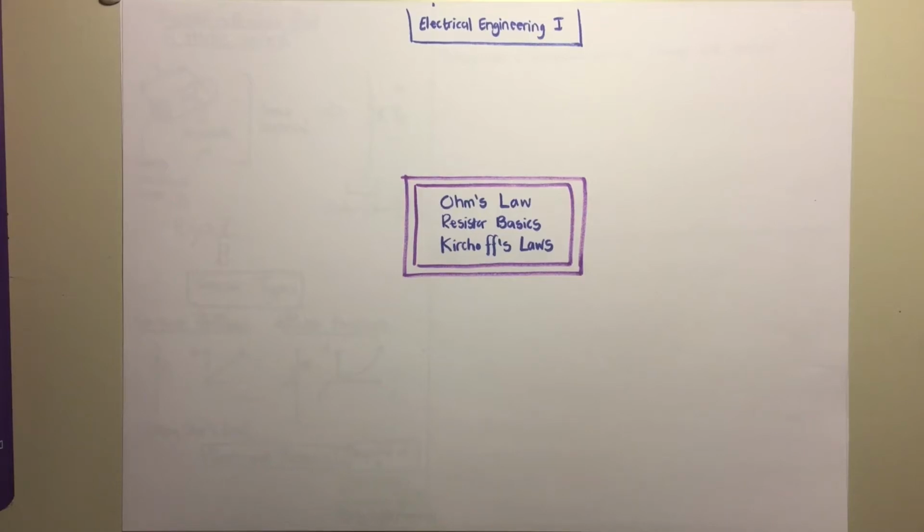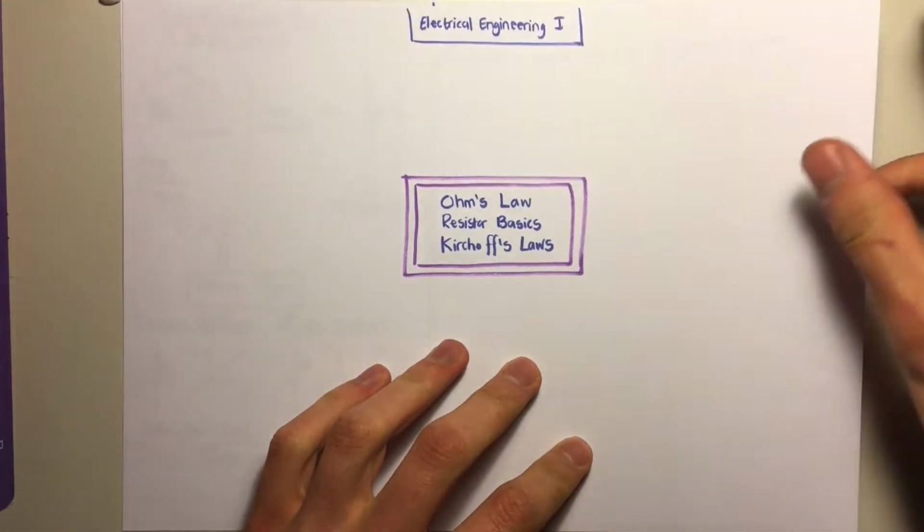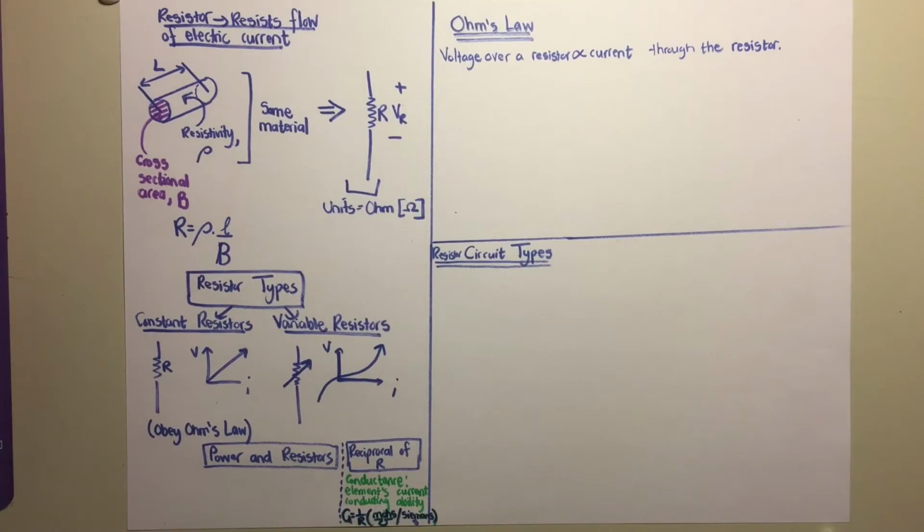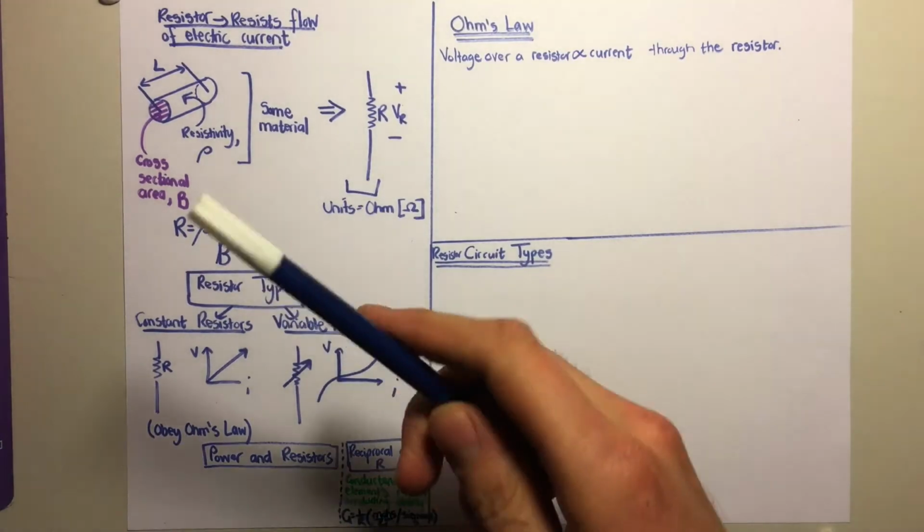In today's video, we will look at Ohm's law, we will look at some resistor basics, and we'll look at Kirchhoff's voltage and current laws, and this is the theory part. Please refer to my next videos for examples on these if you do not wish to look at the theory part.